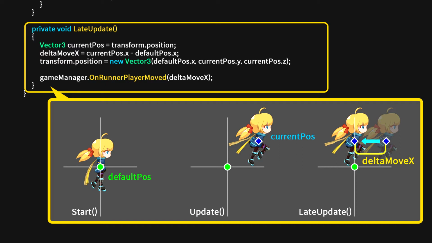There is a default pose variable that stores the position of the character in the start function, and current pose is the position of the current character since the update function was executed. Delta move x stores how much the x-axis has moved in one frame from the starting position. Y and Z positions maintain the value of current pose, and only the x position moves to the initial position by using the value of default pose. Then pass the value of delta move x to the manager script. The onRunner player moved function is a new function that will be created in the next step.